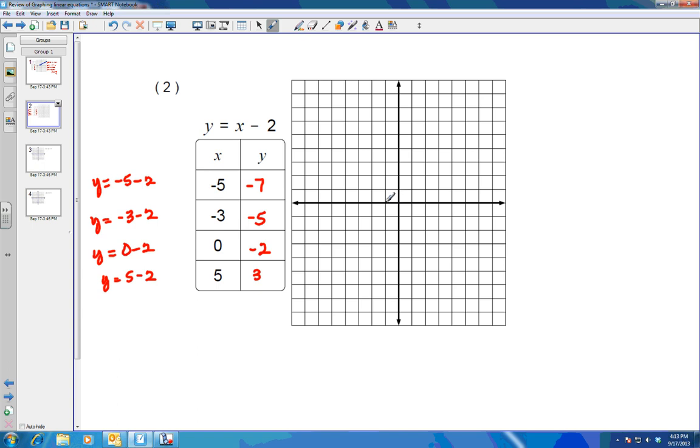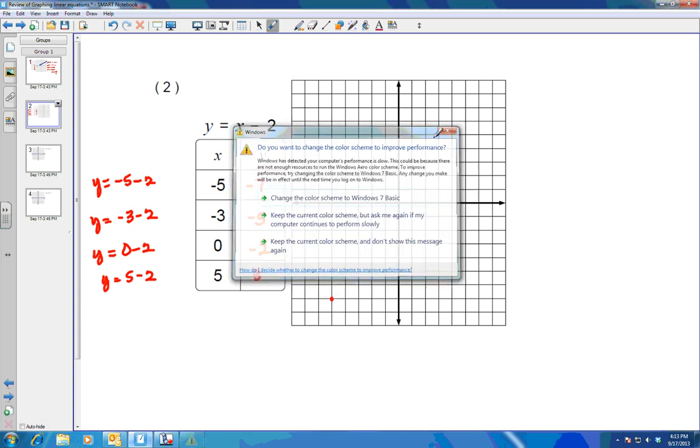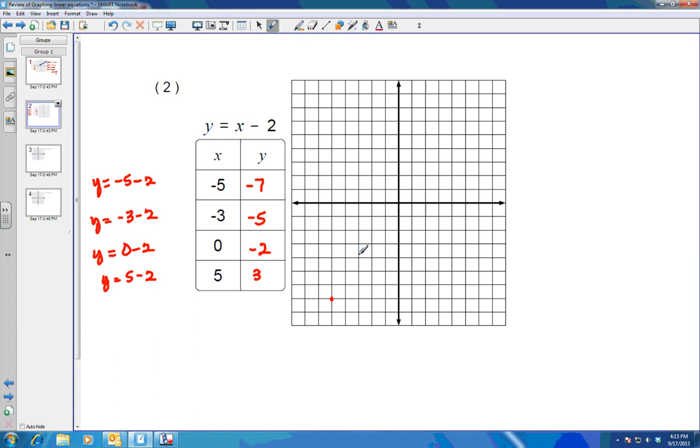To the left, I'm going to plot the point -5, -7. So to the left 5, 1, 2, 3, 4, 5. Down 7, 1, 2, 3, 4, 5, 6, 7. All right, there's my first one. The point -3, -5. 0, -2, and then 5, 3. So remember, these are just ordered pairs. So then I would draw in my line and see if I have to kind of guess where I'm going to intersect these. So there's my line.